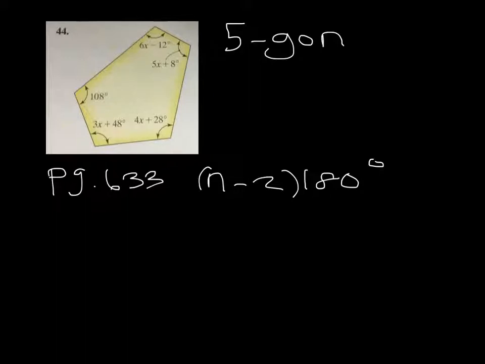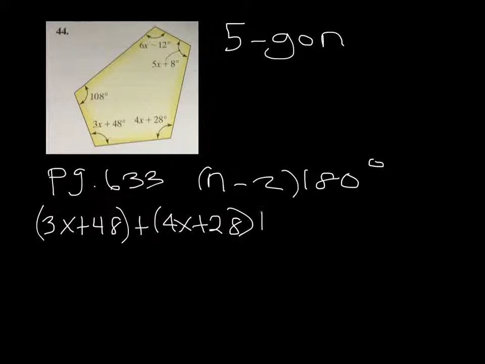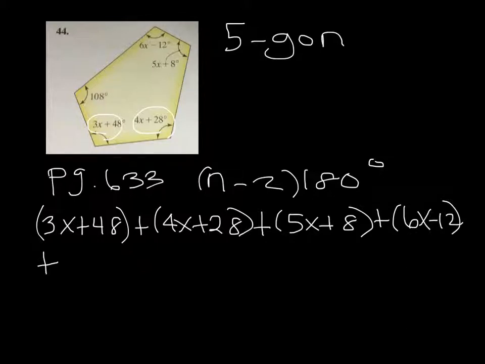So basically, we just have to add all these guys up. So we have 3x plus 48, right? That's one angle, plus 4x plus 28, and again, the order doesn't matter. Then plus 5x plus 8, and of course, with the degrees, if you want to write that in, 6x minus 12 plus 108.